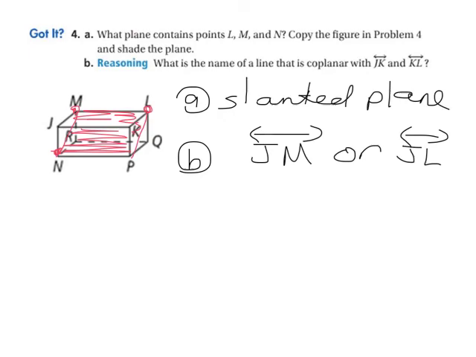Okay, what planes contain LMN? It would be that red slanted one that goes from the side KL to NP. It cuts that box in half. And the B, what is the name of the line that is coplanar with JK and KL? JK and KL. So those are on that plane. So it would be JM. Or not JL. What am I thinking? Or ML. Those lines are all coplanar with JK and KL.